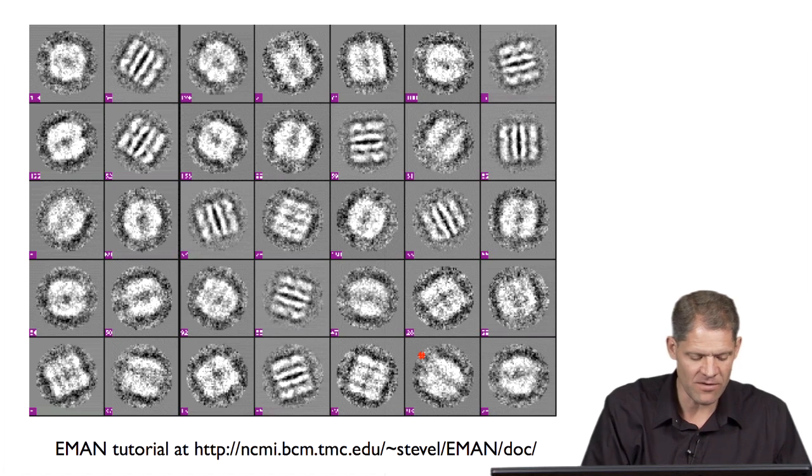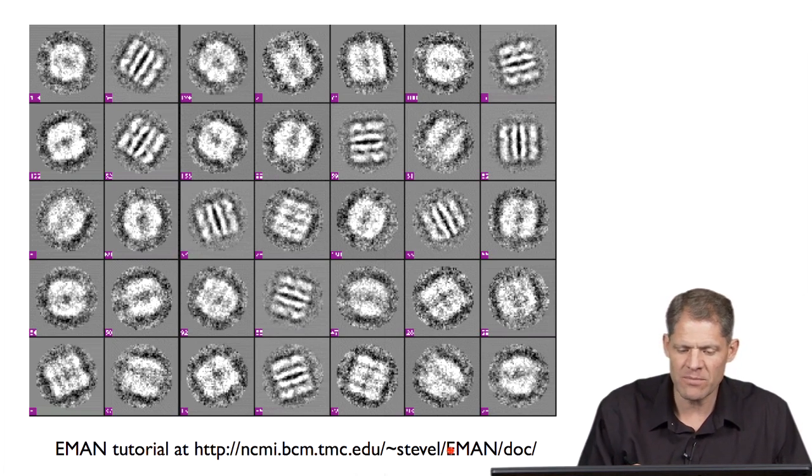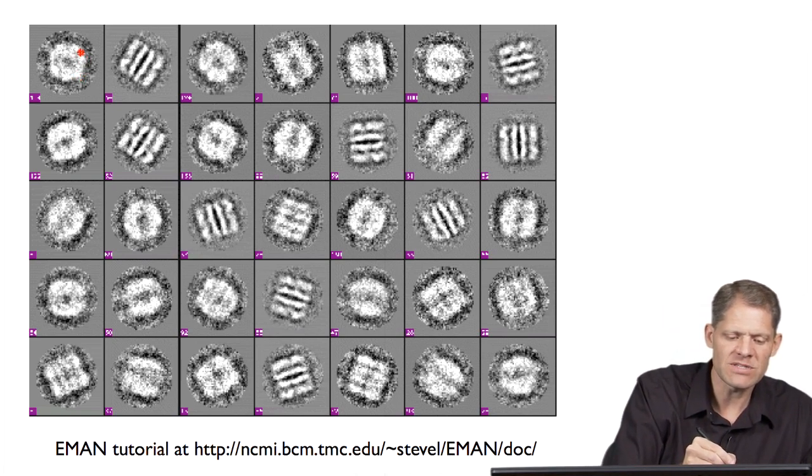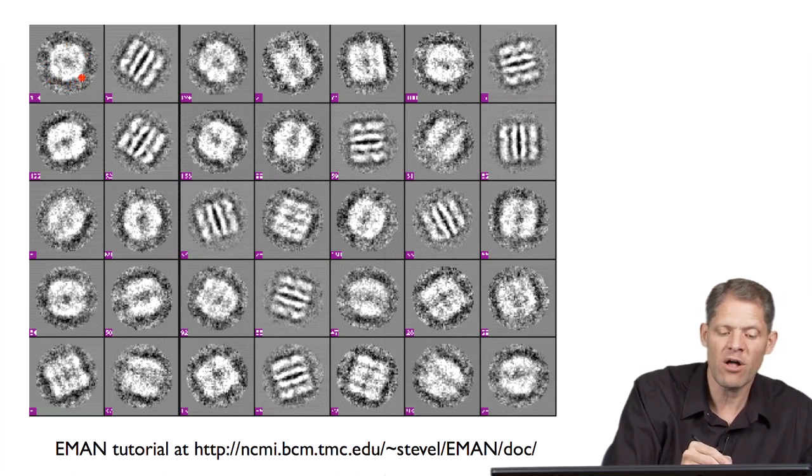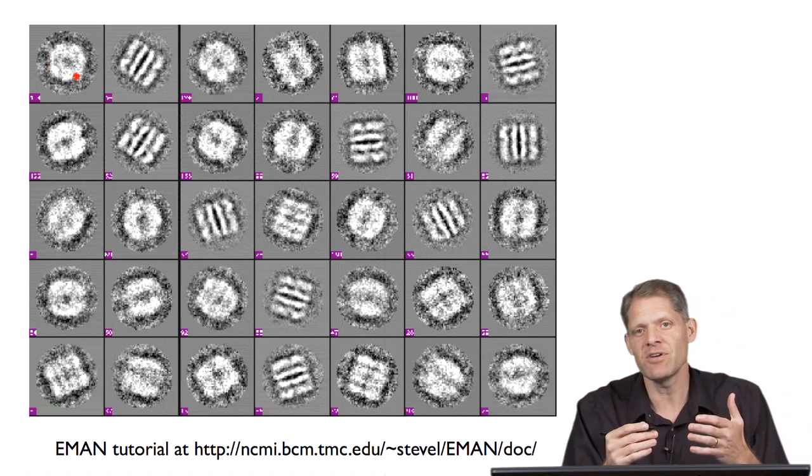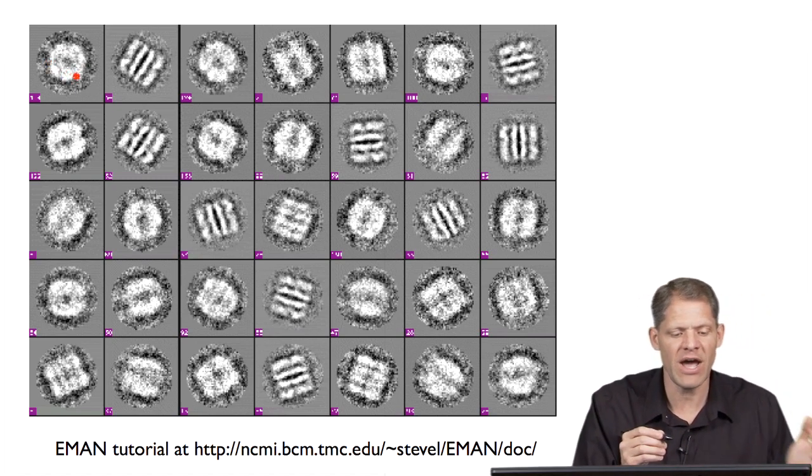And this again was taken from a tutorial for EMAN, one of the software packages for single particle analysis, found at this website. And so this, for instance, is the class average of a lot of images of the GroEL particle, and this is obviously a top view. And so in the class average, the signal-to-noise ratio is much higher.